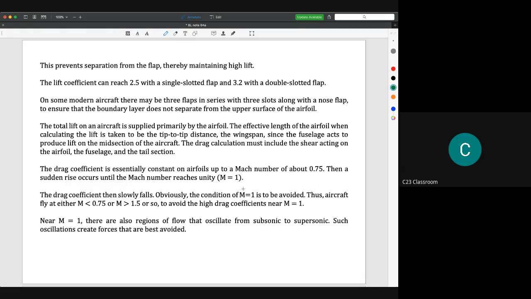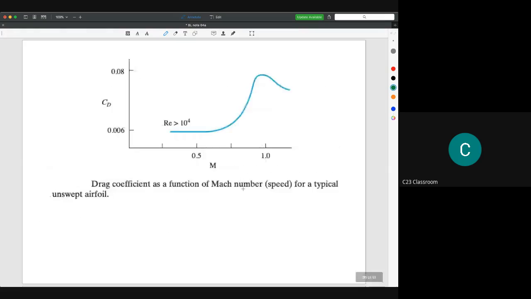Also, to avoid the high drag coefficient near Mach number equal to 1. Near Mach number 1, there are also regions of flow that oscillate from subsonic to supersonic. Such oscillations create forces that are best to be avoided. So this is the phenomenon that was explained previously.